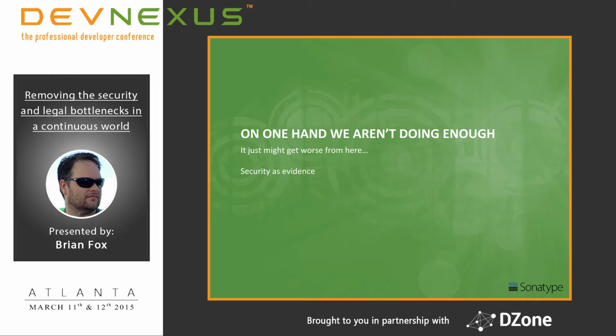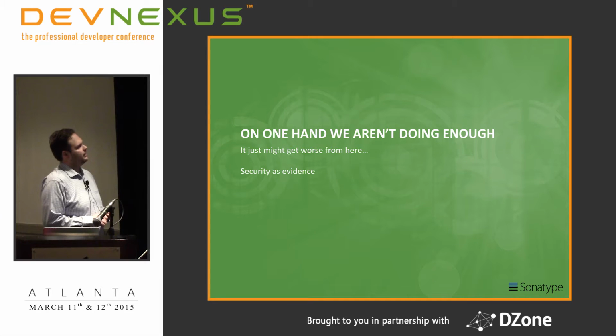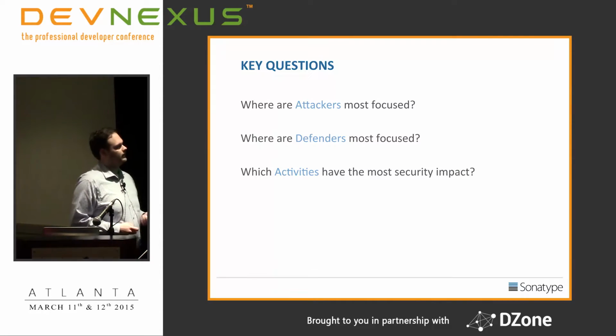And so on one hand, we're not doing enough to pay attention to the quality, the security, and the legal aspects of these components, as I'm going to show. I'm going to use a lot of security examples of evidence, but the same basic premise applies also to the quality of the components as well as the copyright and legal aspects. And so, as you'll see, it might get worse from here, and we're going to talk about that.